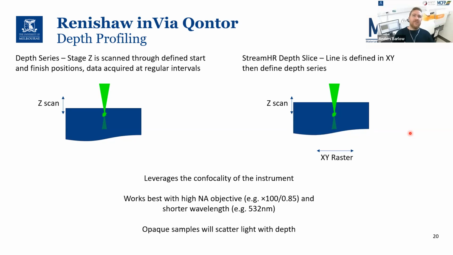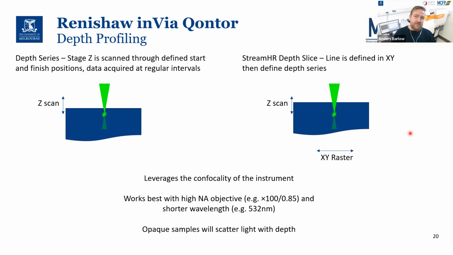Both of these modes are leveraging the confocality of the inVia instrument, which means that they also work best if you're using a high numerical aperture objective. On our instrument, that would be the ×100 objective that has a numerical aperture of 0.85. So your collection volume, your collection efficiency is better, but it's a much tighter focused spot in both X and Y and depth as well.